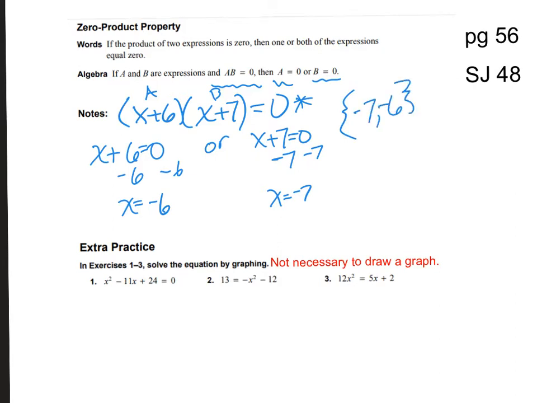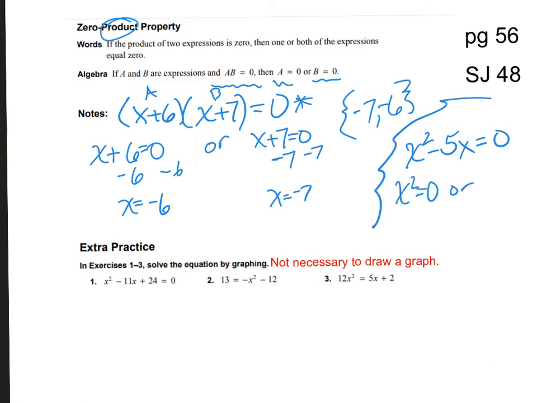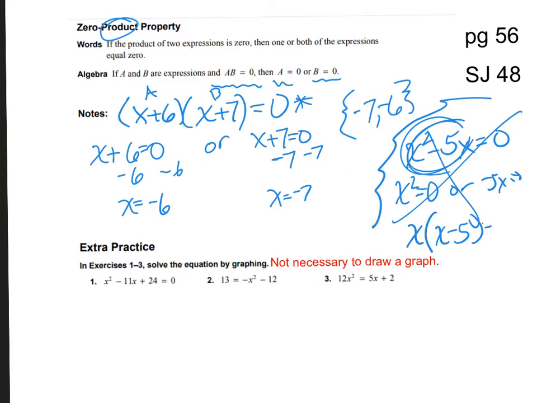Those are my solutions. Please be careful because the zero product property, product means the answer to a multiplication problem. Students will see a problem like this. So I'm over here in the corner, and they'll do x squared equals 0 or -5x equals 0. Don't do that because this is not a product. You have to actually factor out the greatest common factor before you can do the zero product property, or you have to factor before you can do the zero product property.